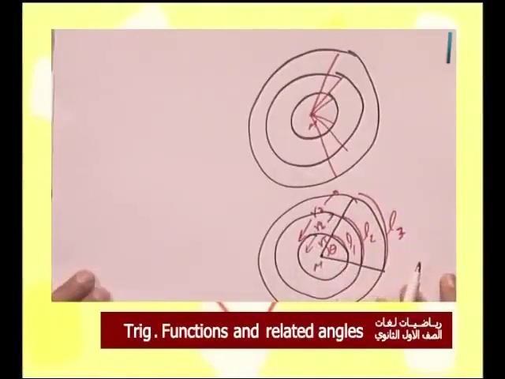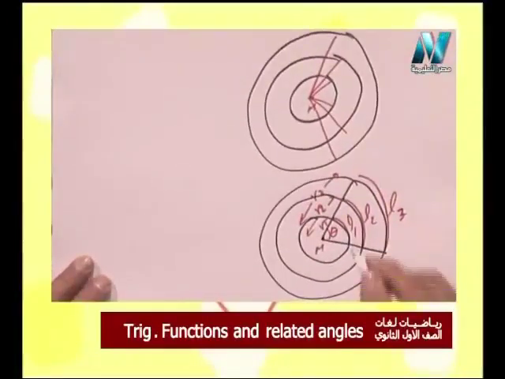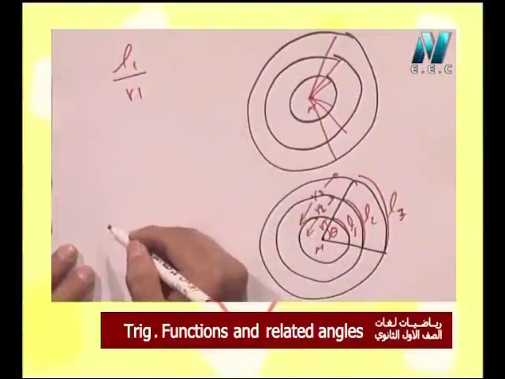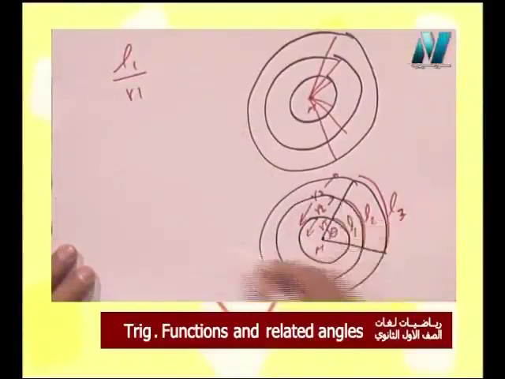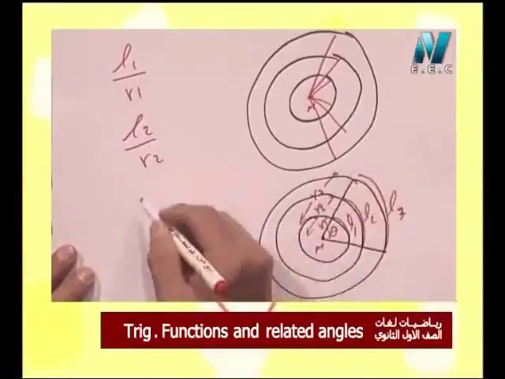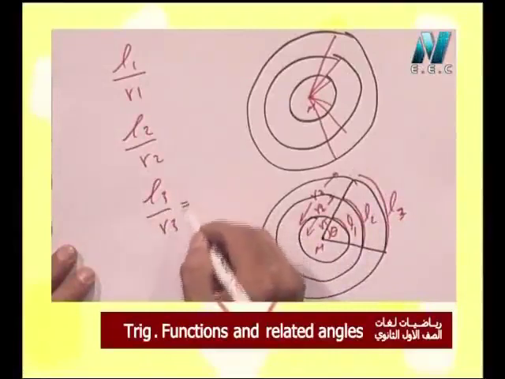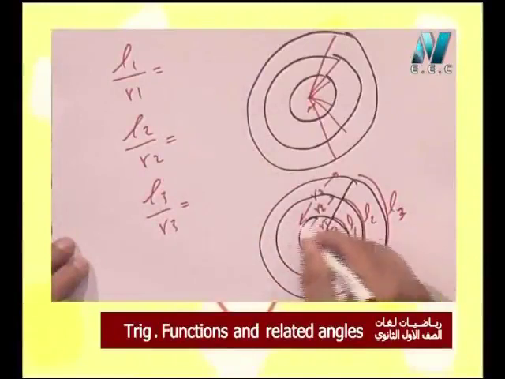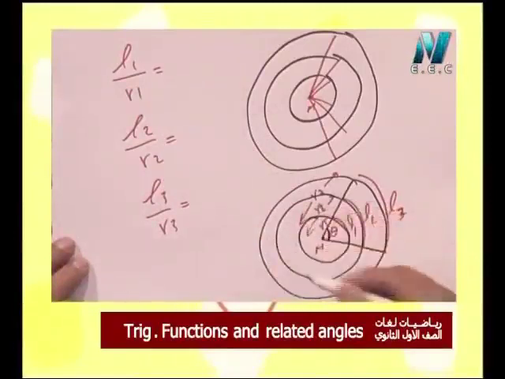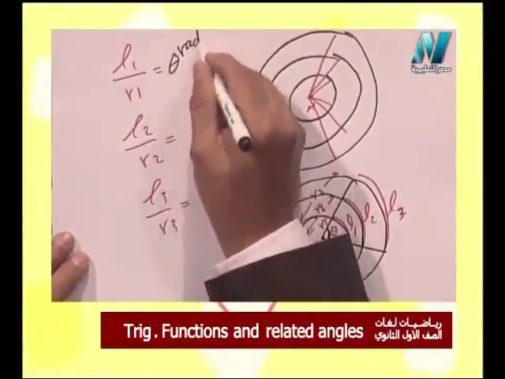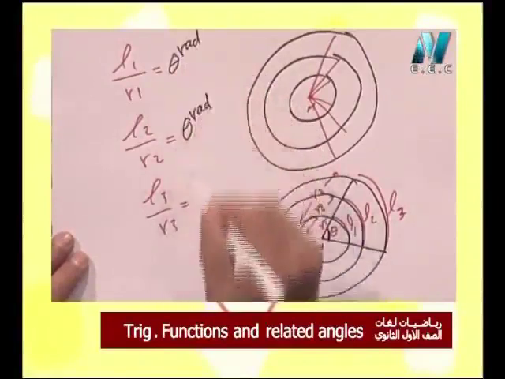When we calculate L1 over R1 here and L2 over R2, L3 over R3, we have found that it gives us the same theta, the same central angle. Even these circles are different in size or in radius. So it's theta rad here, and also it's theta rad here, and theta rad here.